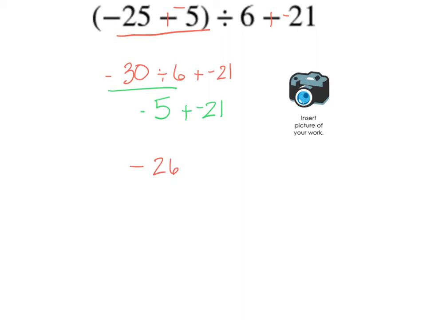Now I have addition, same sign, add and keep. 21 plus 5 is 26. They are negative, so it's negative.